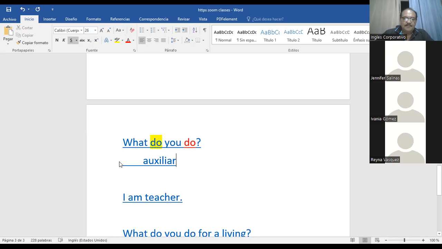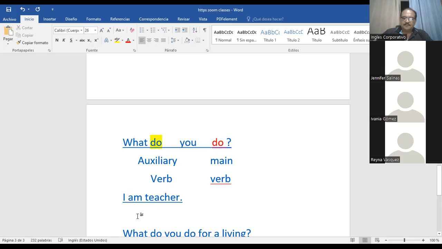Entonces, el primero que ven ahí es el verbo auxiliar, el cual no significa absolutamente nada. Pero es necesario para hacer preguntas. Y el segundo, do. Aquí lo voy a poner, permítanme para que lo tengamos. Auxiliary verb, que es el verbo auxiliar. Y este es el main verb. Entonces, el que indica la acción que estamos haciendo es el segundo verbo.